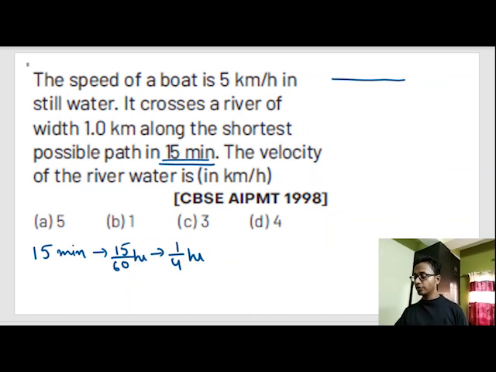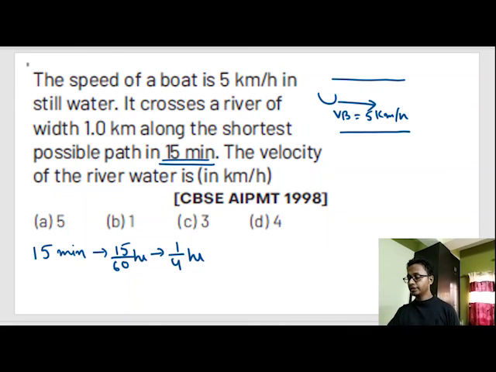The speed of the boat in still water is 5 km per hour. Still water means the power of the boat, or the power of the swimmer. So the velocity of the boat in still water is 5 km per hour.